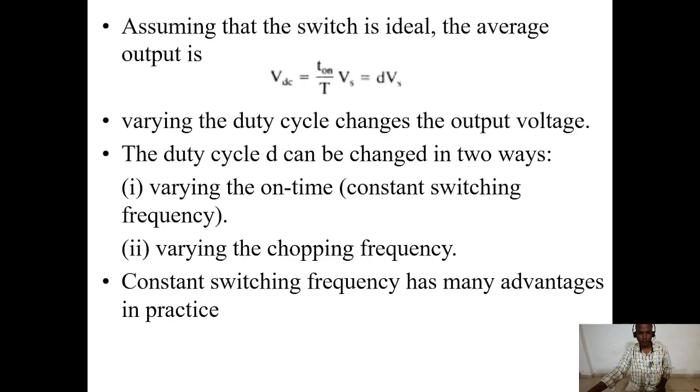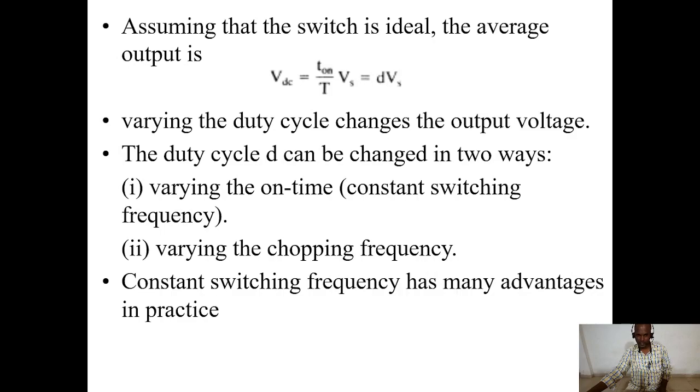Suppose we can assume the switch is in an ideal state. Then we have a formula for the average output voltage: VDC equals T on by T into the source voltage Vs. As we know, T on by T is nothing but the duty cycle, so VDC equals D into Vs. So varying the duty cycle changes the total output voltage of the drive.